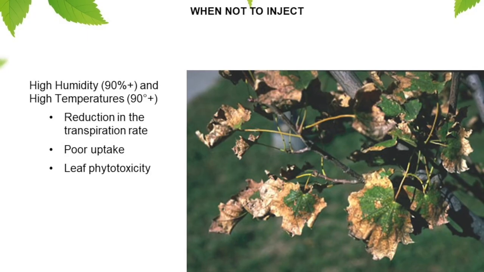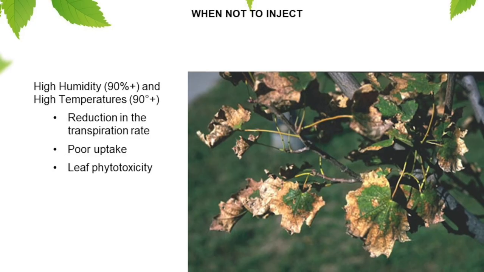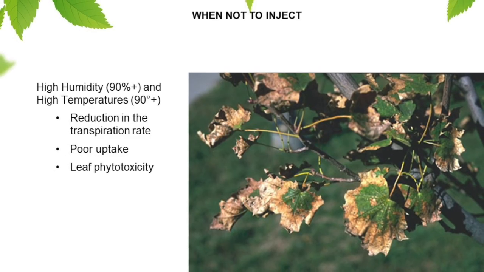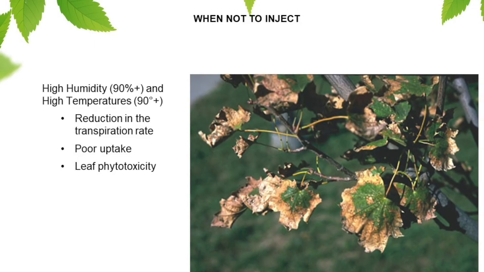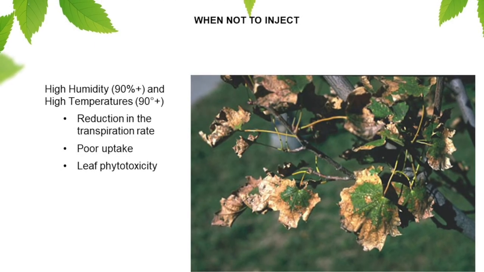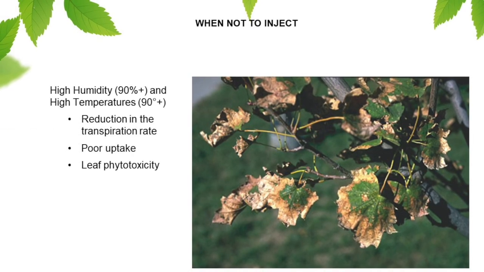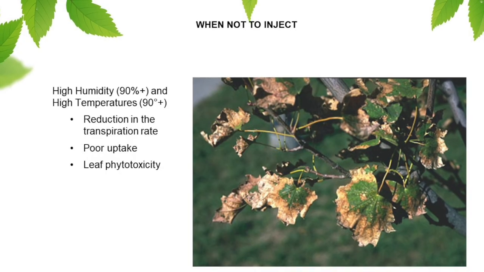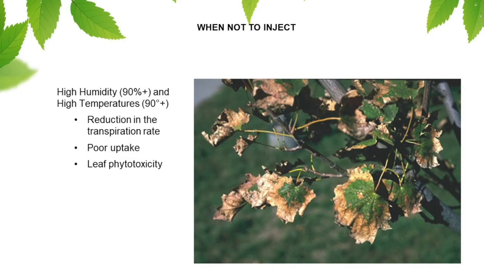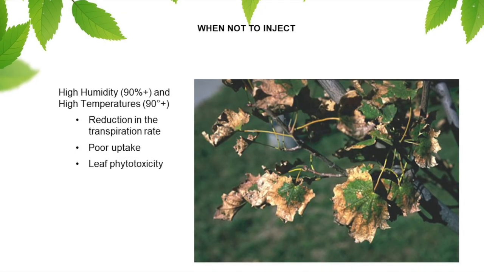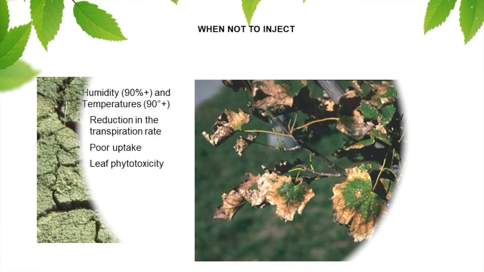When not to inject. Some trees will shut down when there are extremely high temperatures in an effort to conserve moisture. This can result in leaf phytotoxicity, as seen in this photo. High humidity will also result in slow uptake and could cause phytotoxicity. For the best possible results, either schedule injections early in the morning when high daytime temperatures are predicted, or reschedule to another day when temperatures are more moderate.